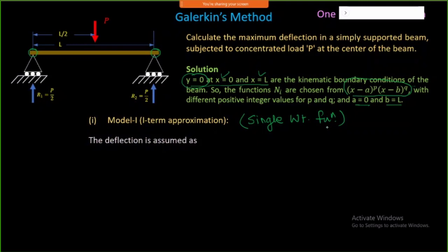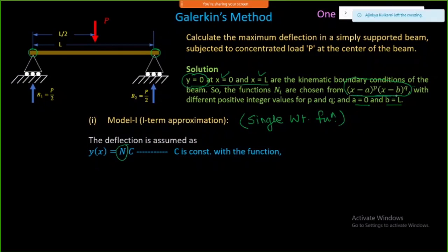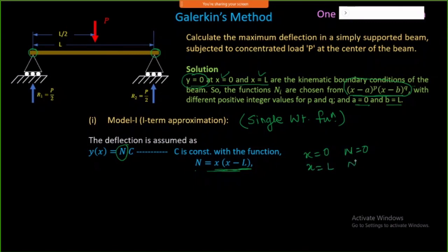We'll start with the deflection assumed as y equal to, this is my shape function, and that shape function is assumed to be N equal to x into bracket x minus L. Why do we take this? If you put x equal to 0, the value becomes 0. If I put x equal to L, my shape function becomes again 0. So the displacement is 0 at these points.